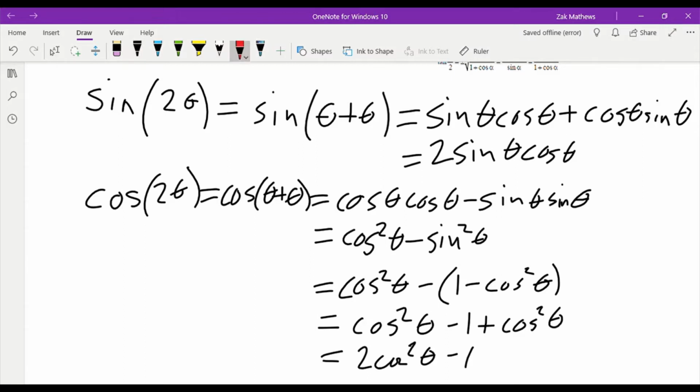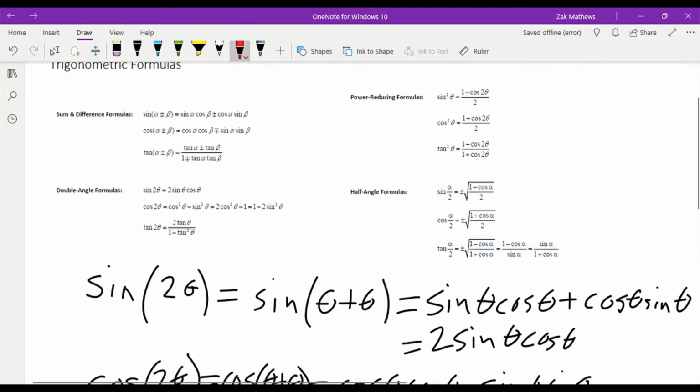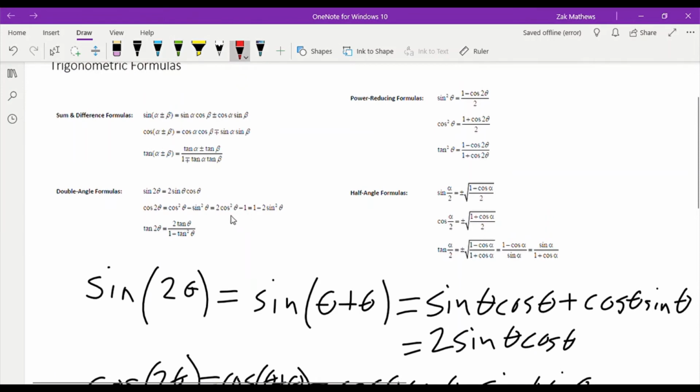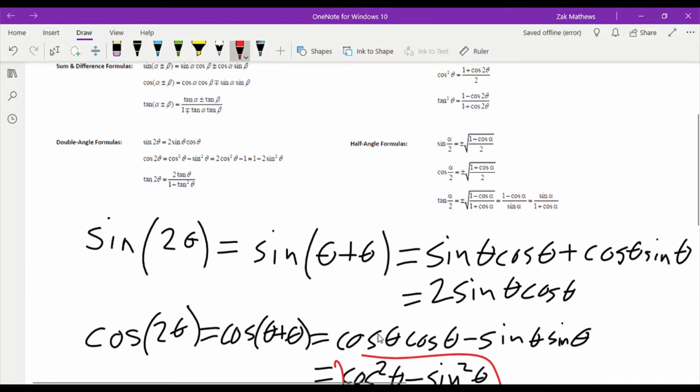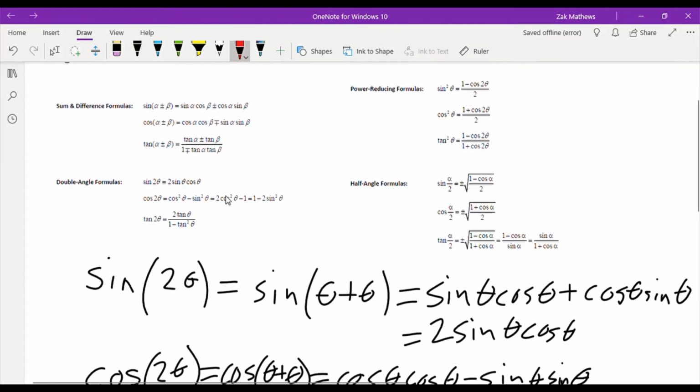So again, we started with one of the identities and we got to another one. That's the second one sitting right there. We could do the same thing for the sine if we replaced the cosine squared with 1 minus sine squared. Again, I'll leave that one for you to do on your own. But we can see how we're generating these double angle formulas from the sum and difference.